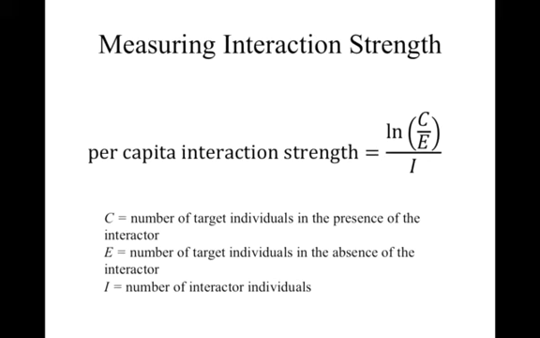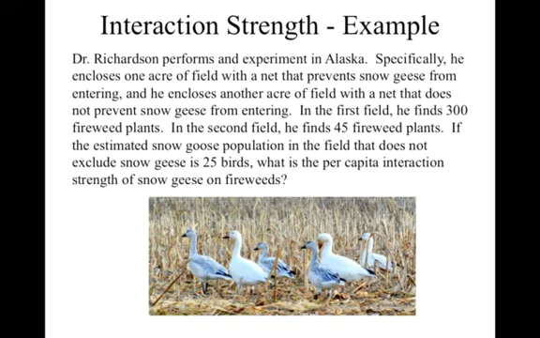We basically take the logarithm of C over E and divide it by I. So C is the number of target individuals, the ones that are going to be affected by this other thing, that are in the presence of the interactor. E is the number of target individuals in the absence of the interactor. So again, the number that are going to be affected by the other guy. And I is the number that are doing the affecting, the number of interactor individuals. So again, I know that's a little bit hard to understand, but in class we did work through an example, so I would encourage you to get class notes or to make sure you know what you're doing in terms of calculating interaction strength, in terms of using that equation, which numbers go where in that equation.